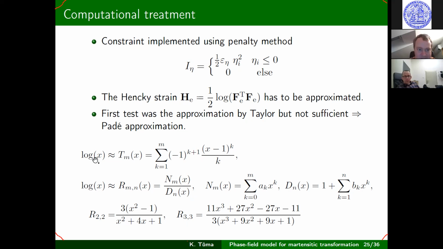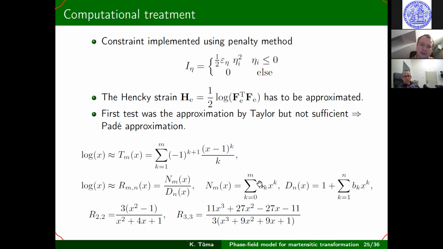So this converges only for X between 0 and 2. And if you go away, it stops converging. But of course it can happen that the strain is very big, and it happens. So we decided to use another approximation. This is the Padé approximation. It is Padé approximation of order n.